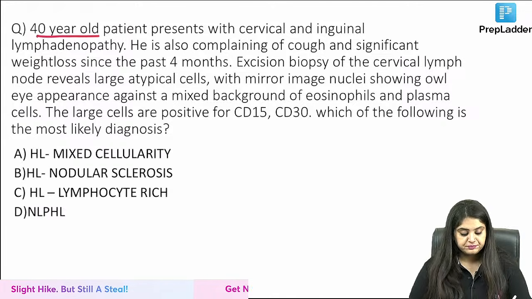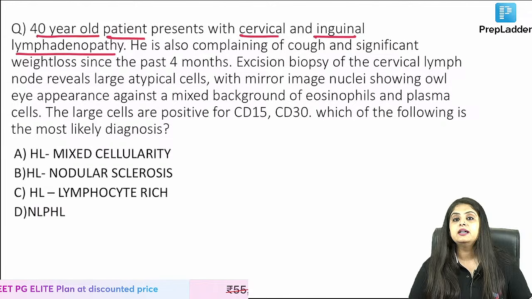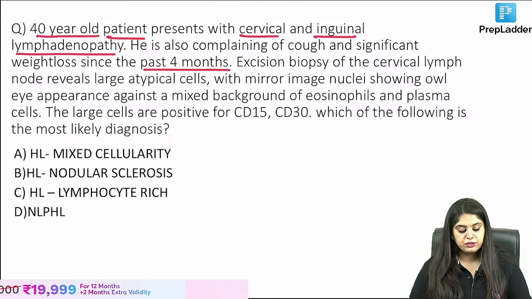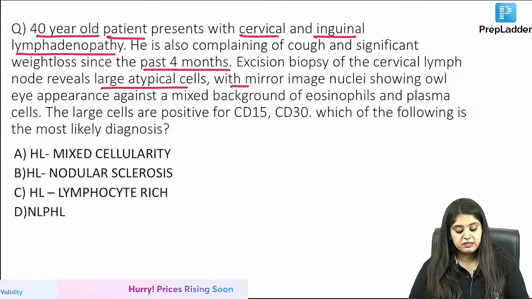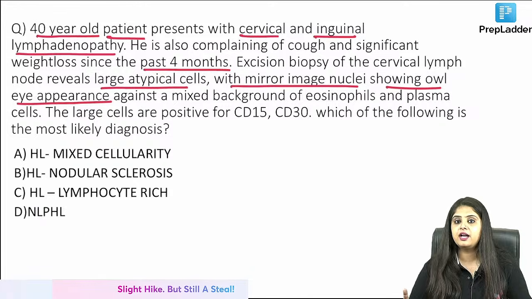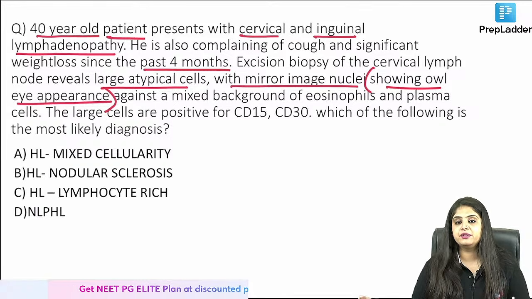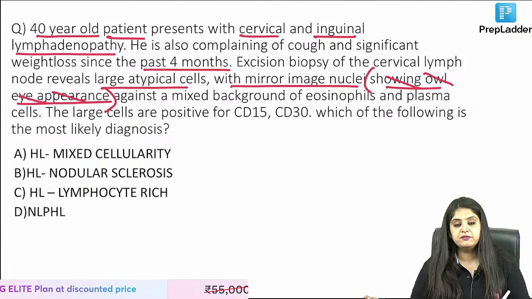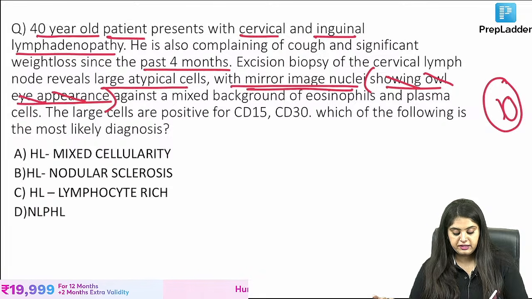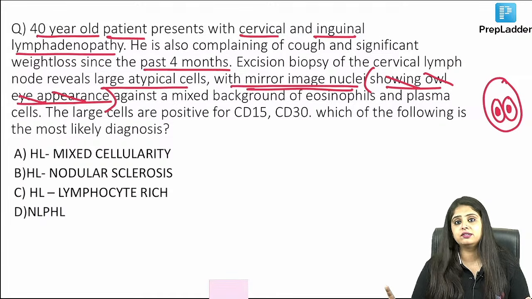Fine, coming back, a 40-year-old patient presents with cervical and inguinal lymphadenopathy, complaining of cough and weight loss since the past 4 months. Excision biopsy of the cervical lymph node shows large atypical cells with mirror image nuclei showing owl-eye appearance. I have been very nice, kind-hearted, like in Flexner's intestine, true rosette, and I wrote owl-eye appearance. Examiner will cut this line for you and will only write mirror image nuclei, which means it is the same thing. They will not write owl-eye. He's not that nice in the exam.